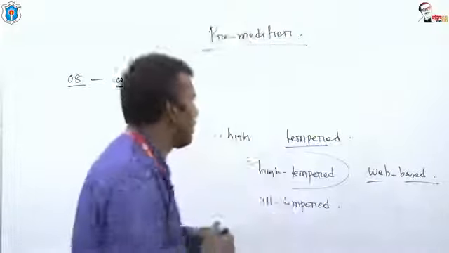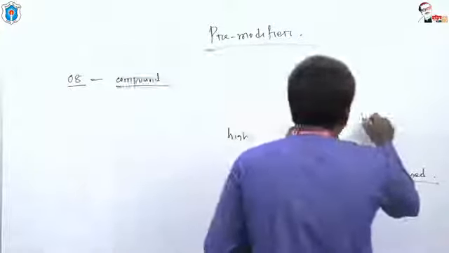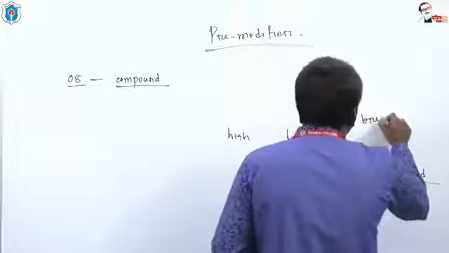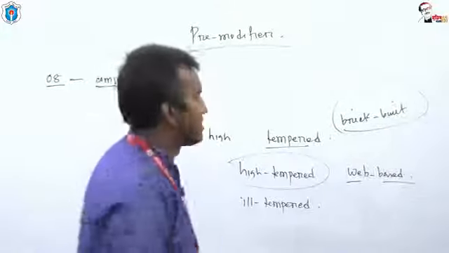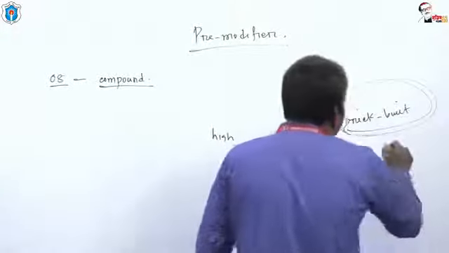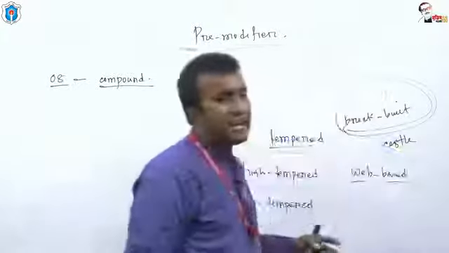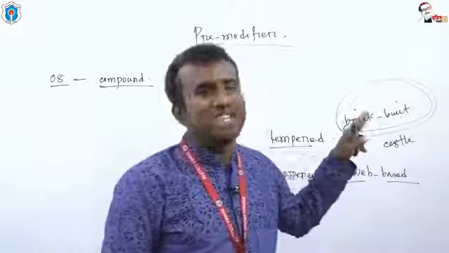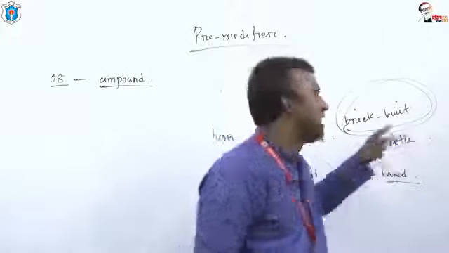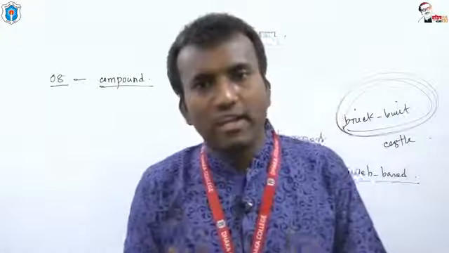Look at example. We are going to give you another example. Brick-built. Look at brick-built castle. Look at the student. Here castle is a noun and this castle is modified by brick-built, and brick-built has become a compound. Is it clear to you?